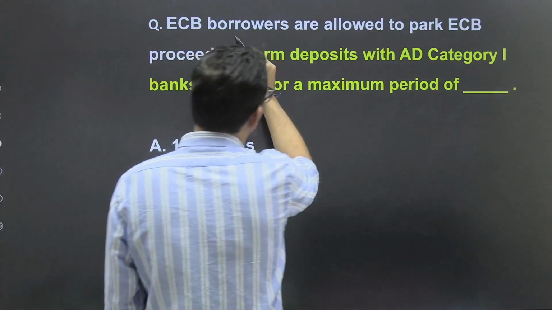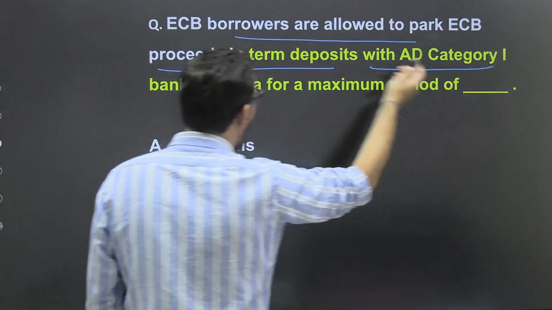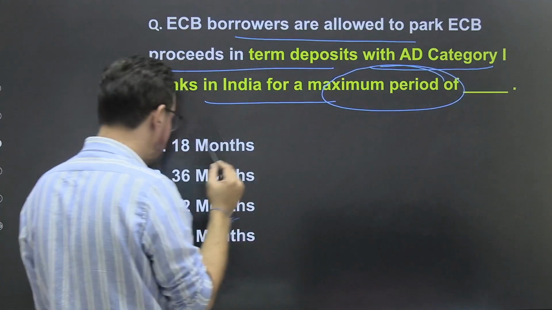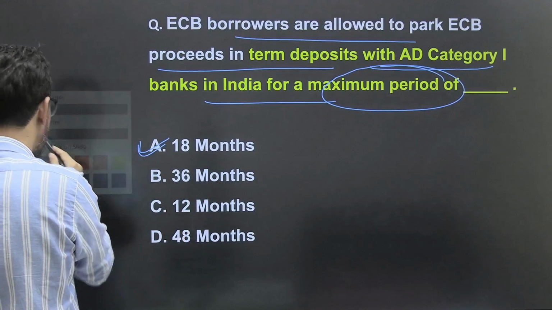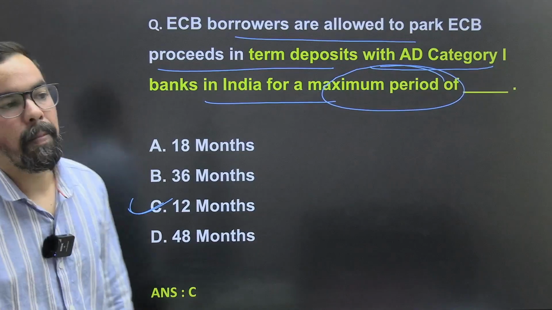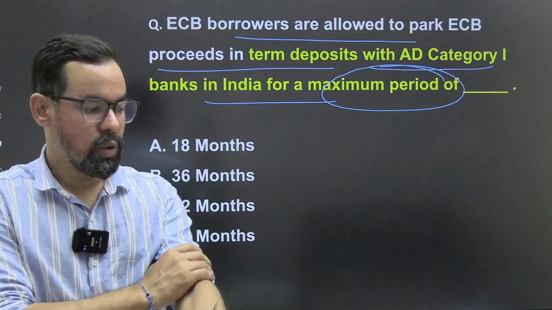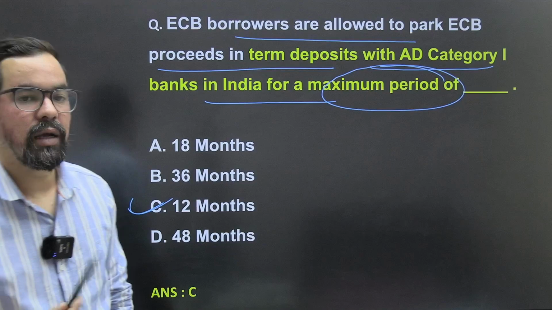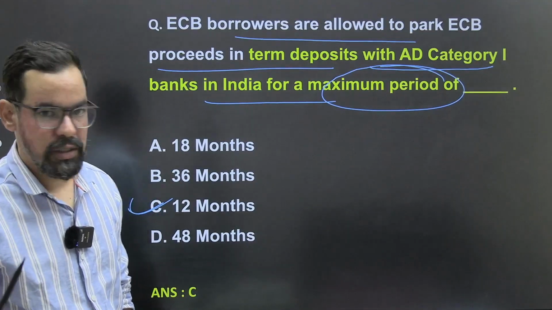ECB borrowers are allowed to park ECB proceeds in term deposits with authorized dealer category 1 banks in India for a maximum period of 18 months? Or 12 months, sorry. It should be 12 months. So 12 months means 1 year, right? Let's say a company raised funds through ECB and is not using them right now. They can park that money with an authorized dealer bank and earn interest on it, but they can hold it for a maximum of 1 year. That is 12 months.